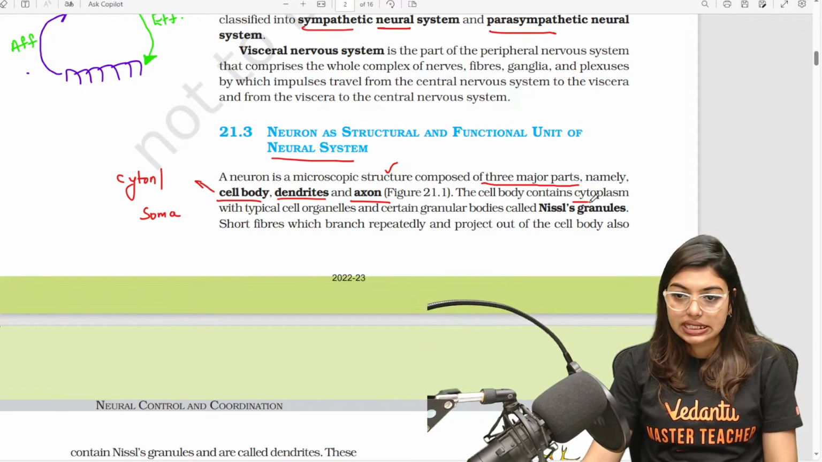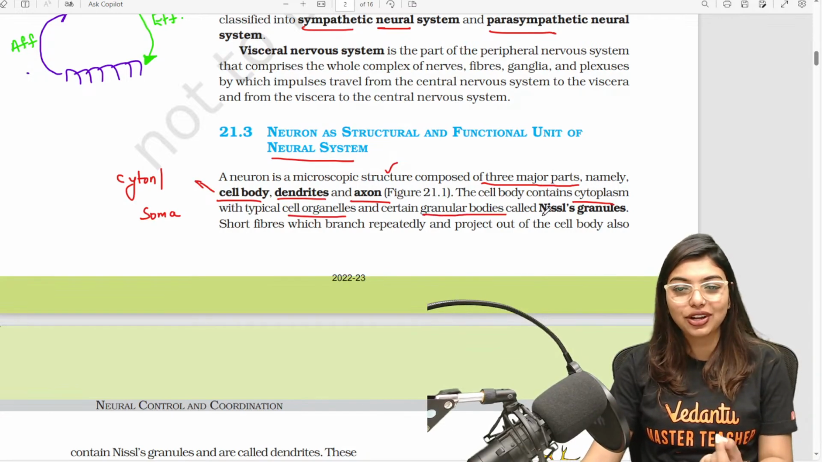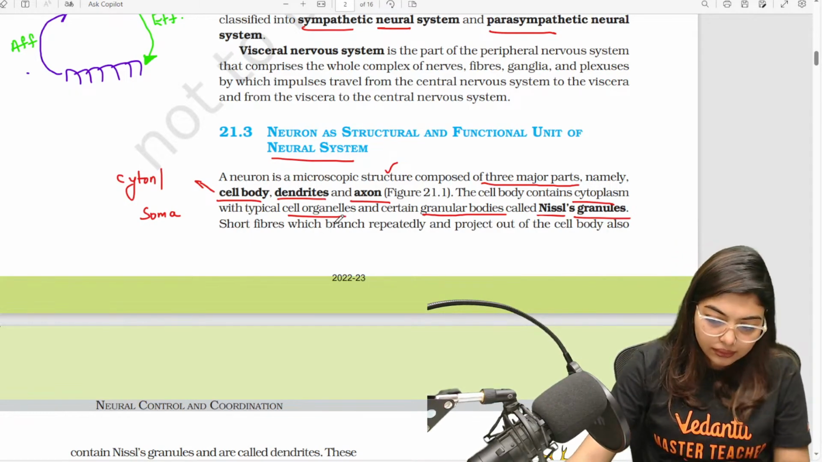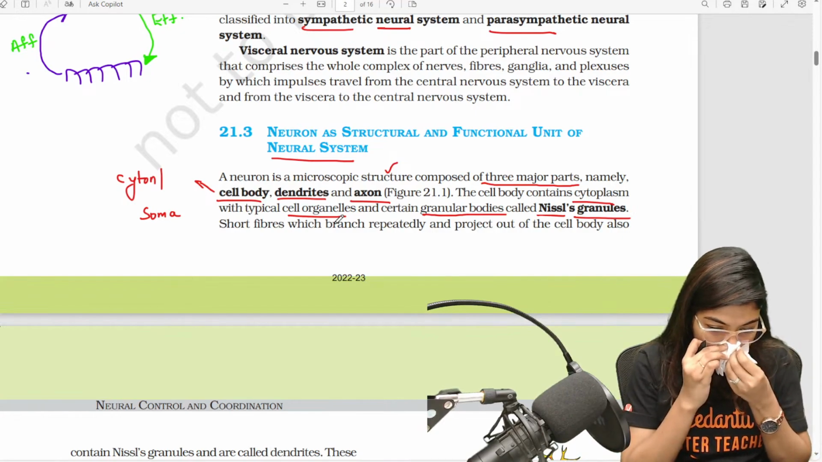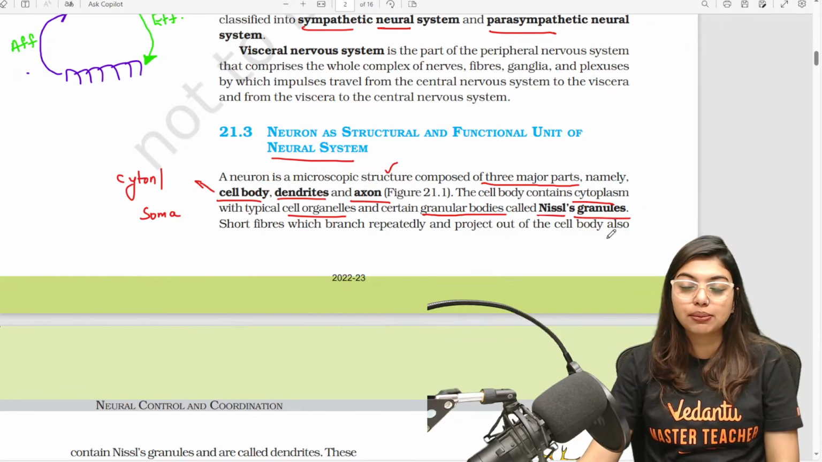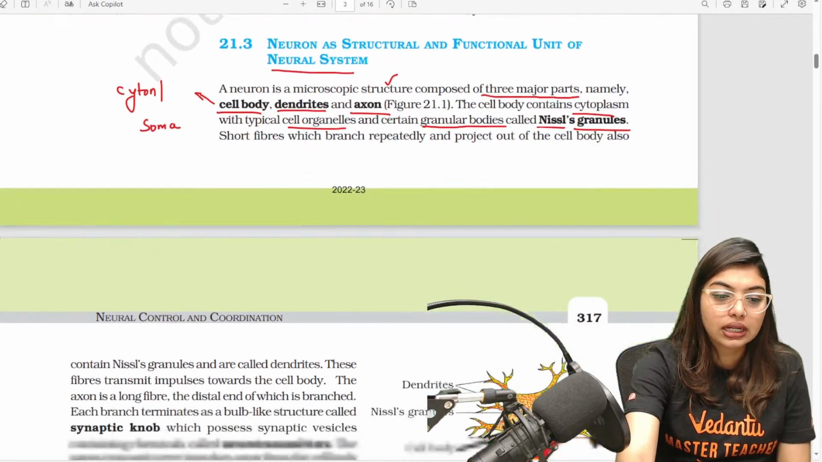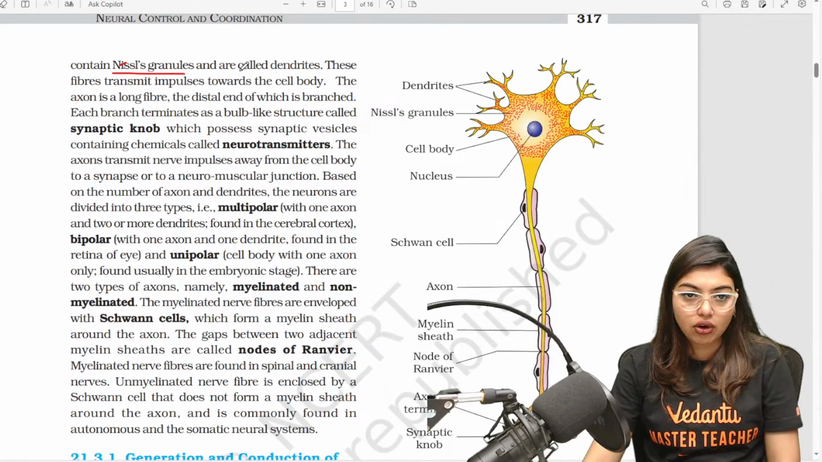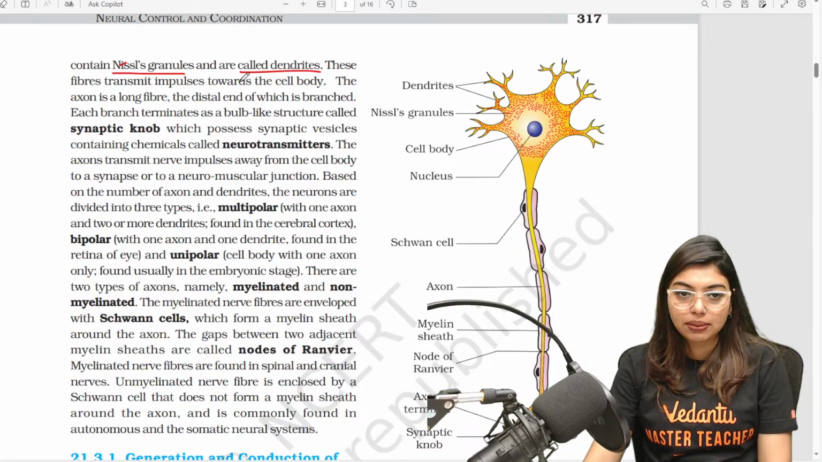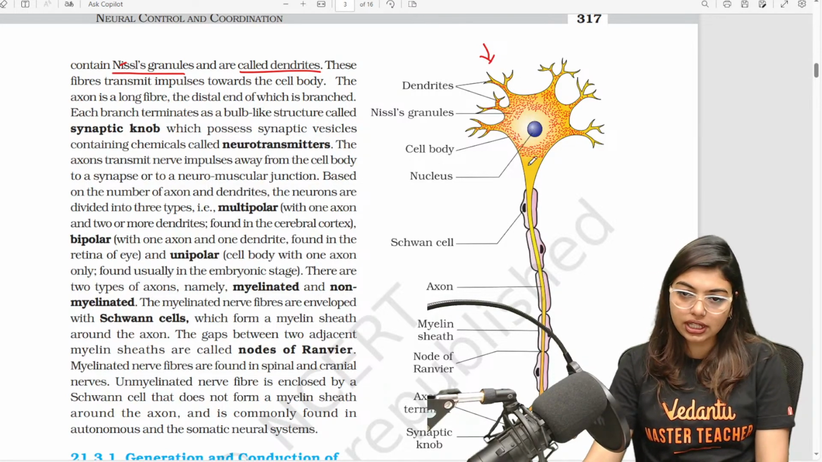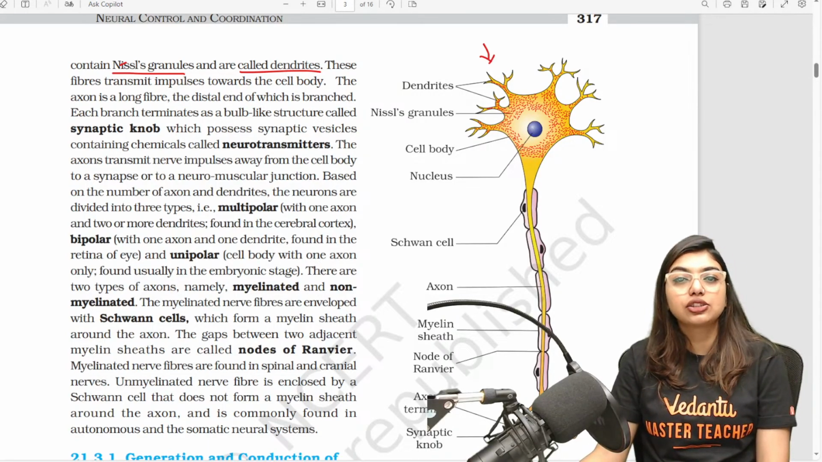The cell body contains cytoplasm with the typical cell organelles and certain granular bodies called Nissl's granules. Nissl's granules have a job, students, so you have to remember that. The short fibers which branch repeatedly and project out of the cell body also contain Nissl's granules and are called dendrites. These fibers transmit impulses towards the cell body. So imagine one impulse is coming like this, it is going to transmit towards the cell body, then it is going to be carried all the way to the axon to the next dendrite, right?